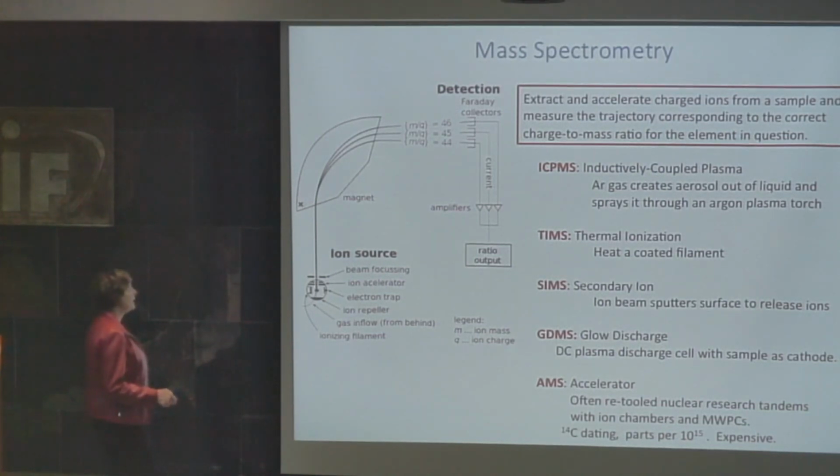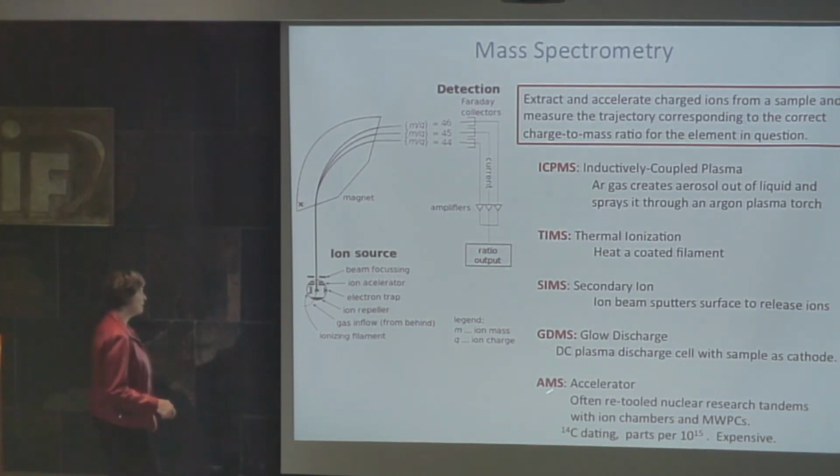You create an aerosol out of a liquid, and then you spray it through an argon plasma torch, and that's what goes through, that's material. Or thermal ionization with a filament. You can use a secondary ion to sputter a surface. So say you want to look at a surface, you sputter it, release the ions, and that's what goes through.